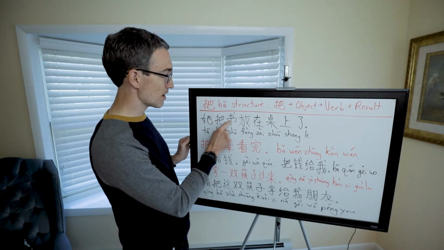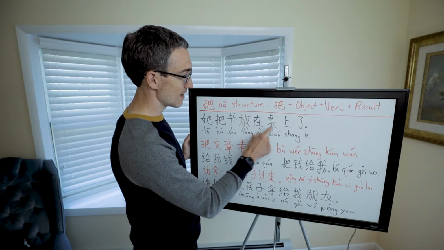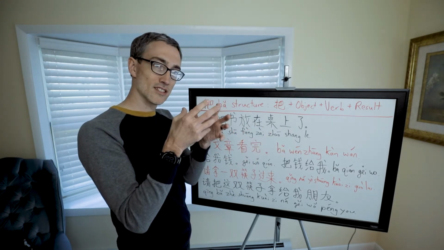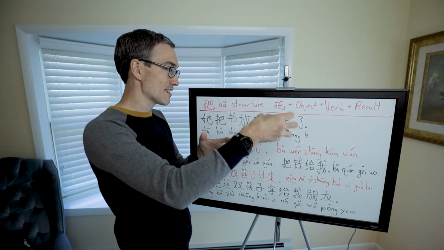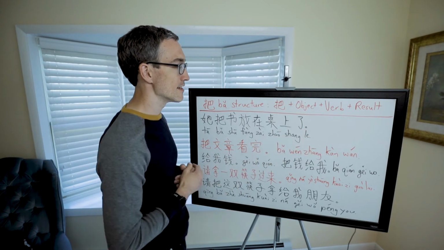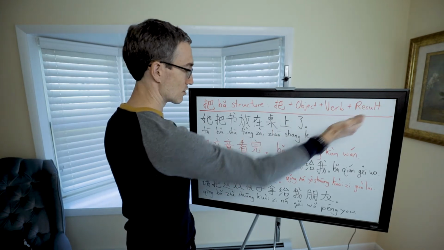In this case, what comes after is a direction or a place. So 把书, it's like take the book and place it on the table. So the "on the table" phrase is the part that is in this result area.